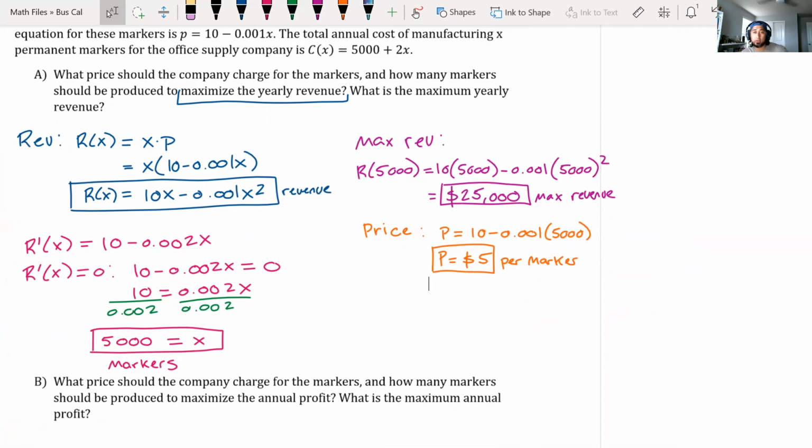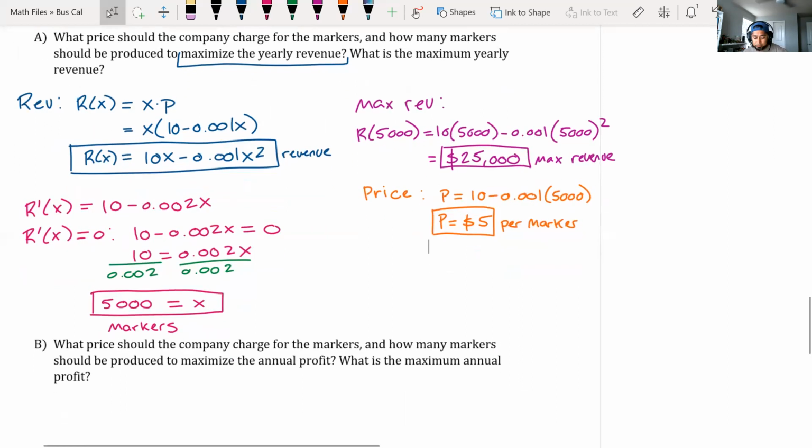So I think in your homework, you'll create the revenue function, you'll take the derivative, you'll find the number of markers to make, and then you'll take that number, plug it back into the revenue function you found, and plug it into that price. I think that's all it wants. Okay. And then B, what price should the company charge for the markers? How many markers should we make to maximize the annual profit? What is the maximum annual profit?